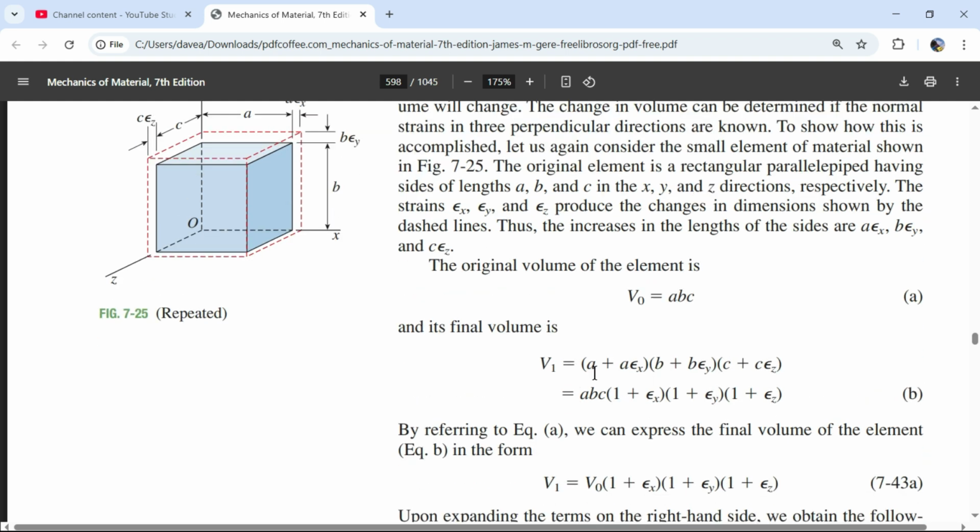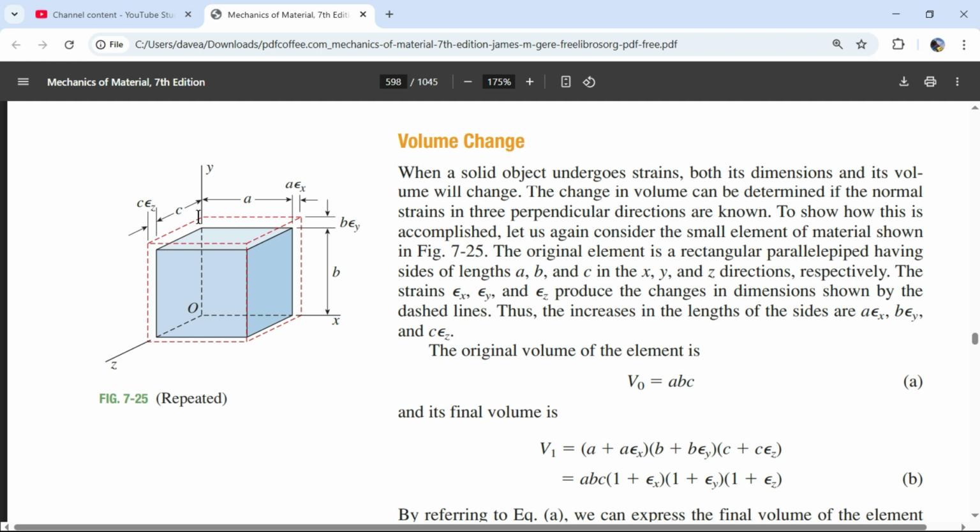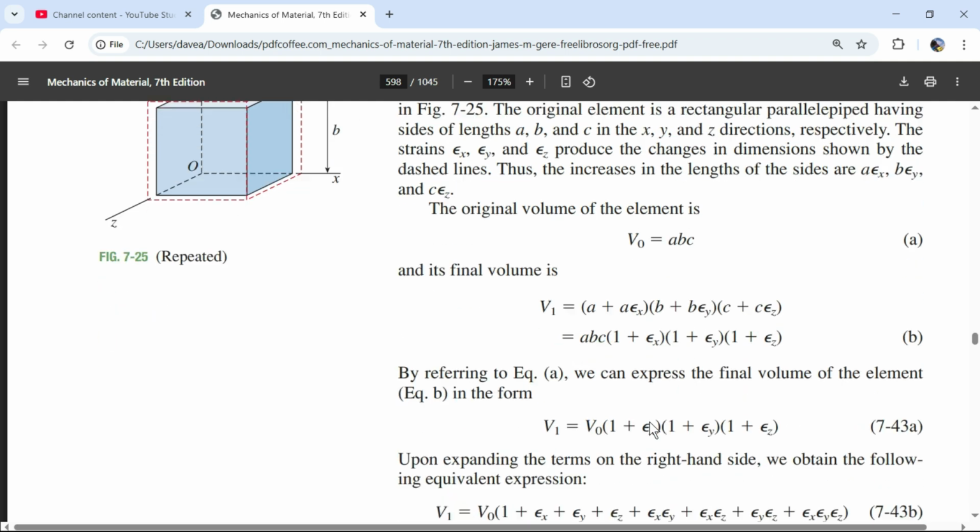The original volume of the element would have been a times b times c. And its final volume is going to be a plus a times the strain in the x, b plus b times the axial strain. Damn it, I'm saying those wrong. Anyway, so we have the strain, which is a stretch, a change in length. The strain in the x direction multiplied by a, plus a. b plus b times the strain in the y axial direction. c plus c times the strain in the z direction. And as such, this bigger cube has a length of a plus a epsilon, b plus b epsilon, c plus c epsilon, where epsilon is the strain in that axial direction.